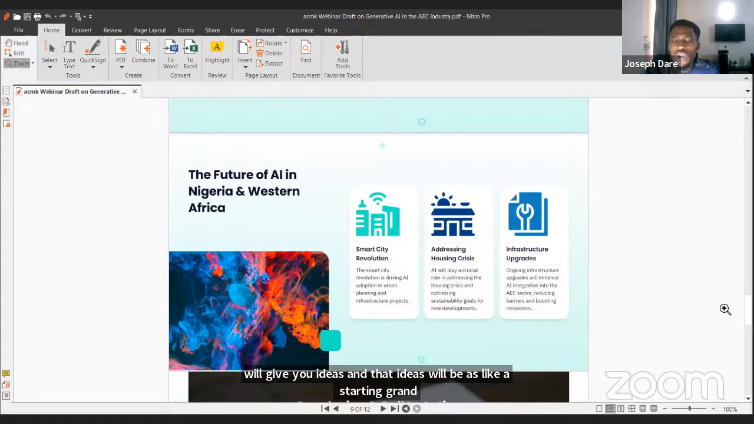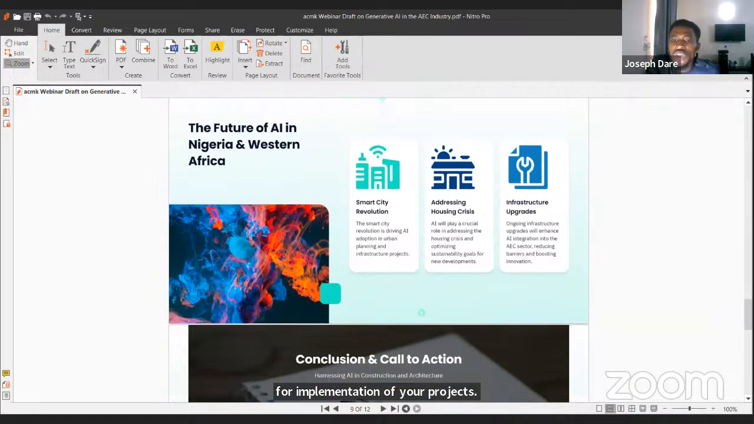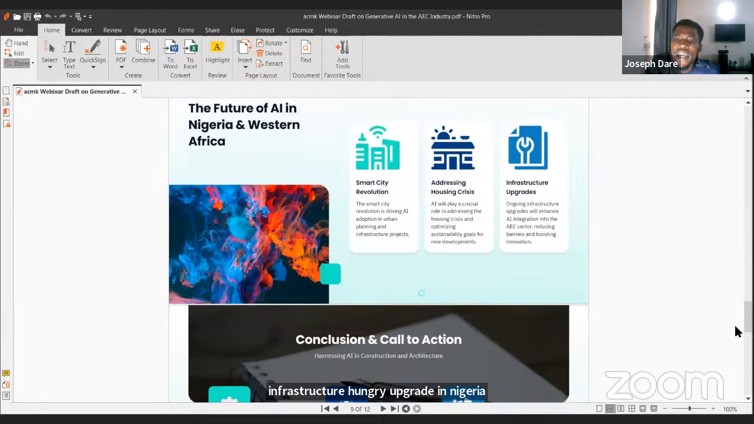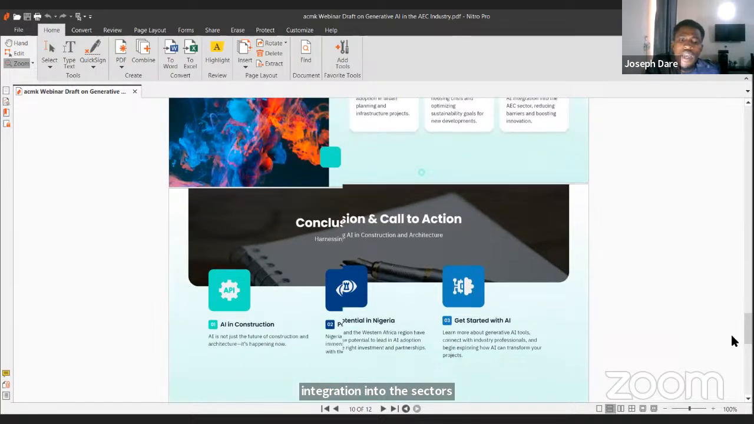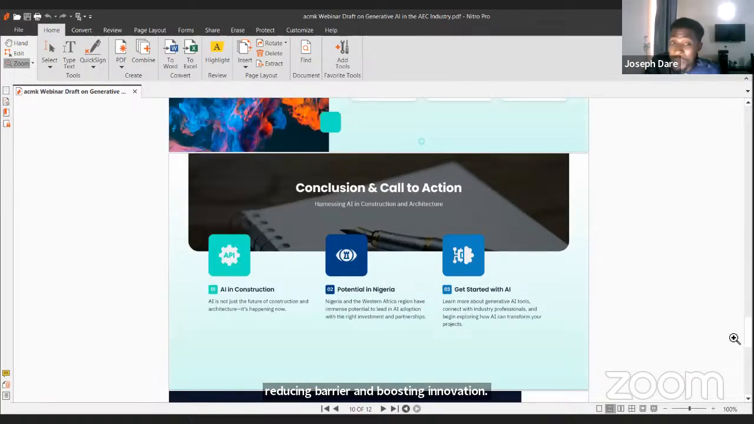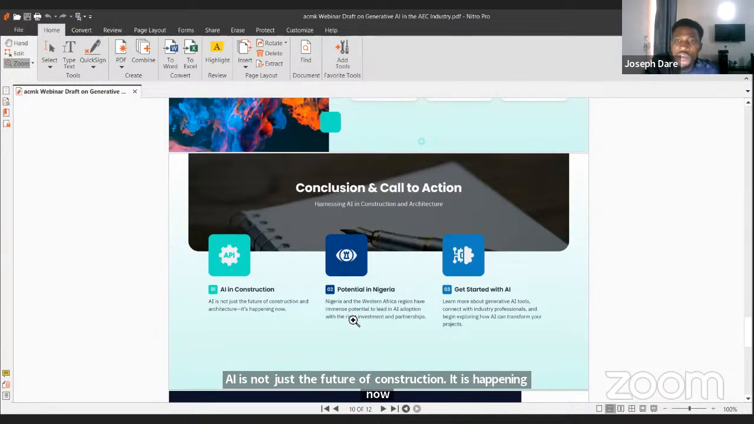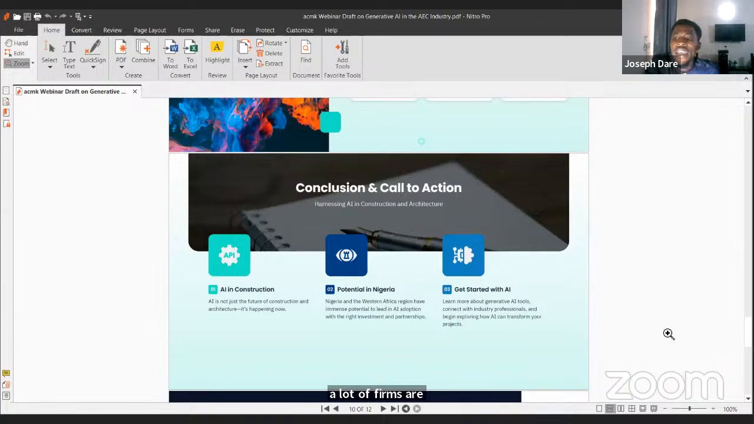Another thing, the future of it is also ongoing infrastructure upgrade in Nigeria, AI integration into the AEC sectors, reducing barriers and boosting innovation. So AI is not just the future of construction, it is happening now. A lot of firms, even at the last NIA conference in Nigeria, one of the major things that were discussed was AI. That is the Nigerian Institute of Architects, NIA.